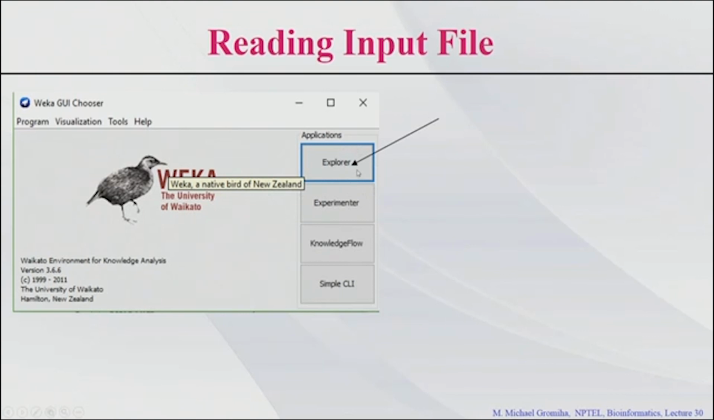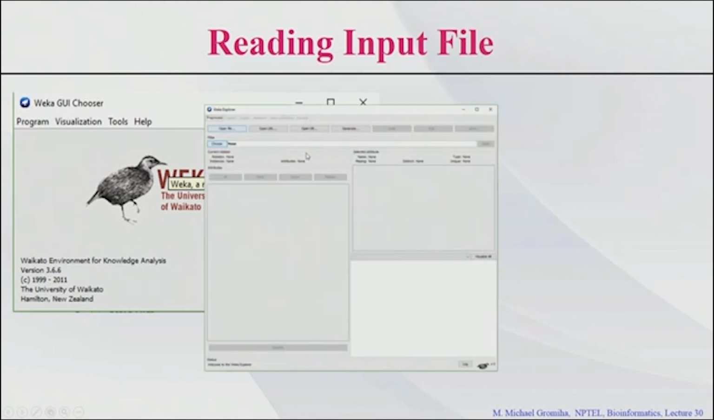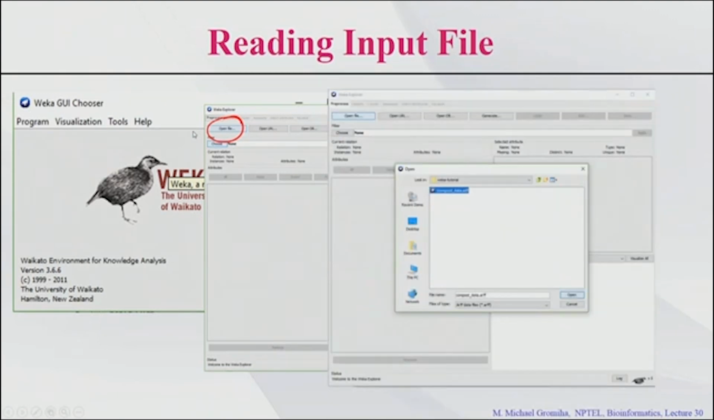So, now what to do? If you click Explorer, this will open a window with various options. First, we need to pre-process the data, that means we need to input the data. So, we have to open the file. If we click on open file, this will ask where we need to get the data from.